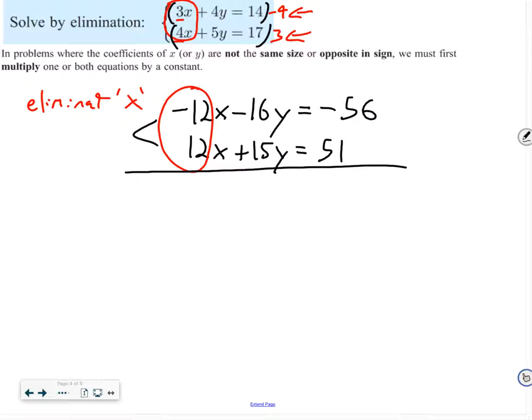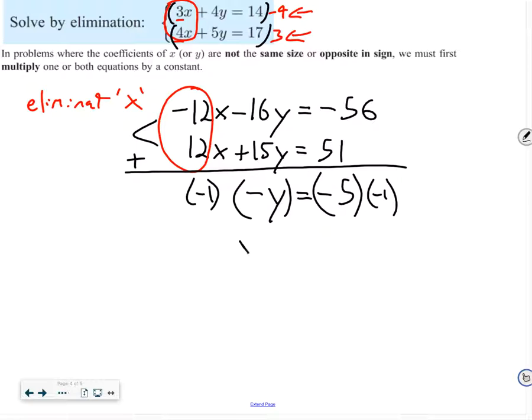So now I do my adding of my coefficients. So we add them up and we get 0x, negative 16y plus 15y. I get negative y is equal to a negative 5 here. So multiply both sides by negative 1 because I want to know what positive y is equal to. And I get y is equal to 5.